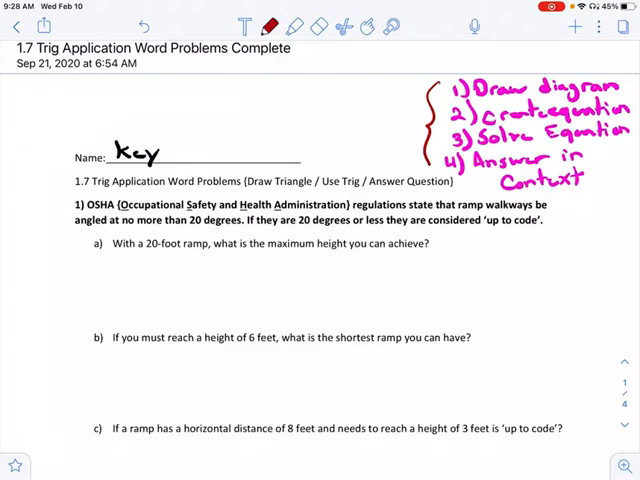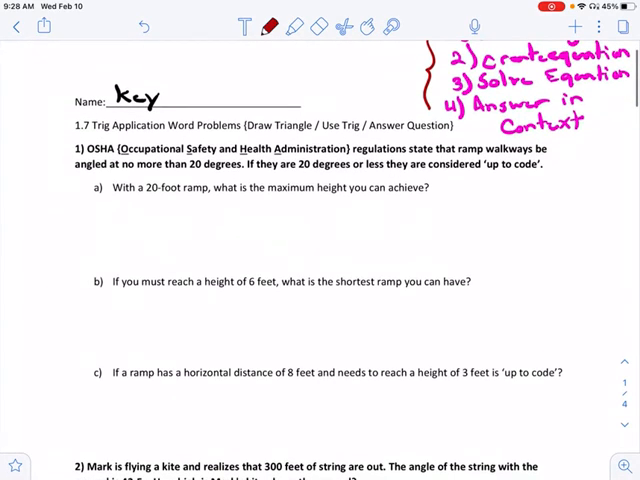So for our first problem, we'll do the first page of this together just to get a feel for it and see what's being asked of you, as well as talk about angle of elevation and angle of depression, which we may not have heard before. Then we'll see what we can complete independently after that. OSHA, or the Occupational Safety and Health Administration, has regulations that state that ramp walkways be angled at no more than 20 degrees. Essentially, if we had a wheelchair ramp or anything coming into a building, it's not angled more than 20 degrees because it's just unsafe.